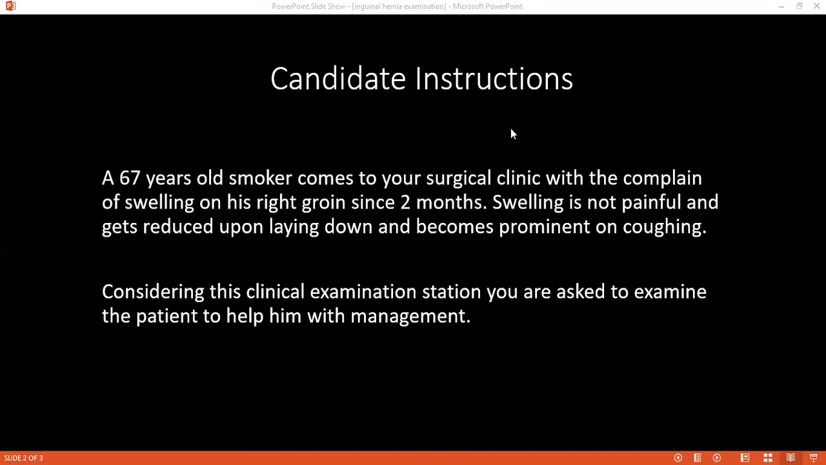On inspection, there is a positive cough impulse present in the right inguinal region. The other side is free. On palpation, it is non-tender, and it is medial to the pubic tubercle. It is non-pulsatile and non-transilluminant. The scrotal neck is full. On auscultation, there is no gurgling or bowel sounds. My main differential diagnosis is a right indirect inguinal hernia.